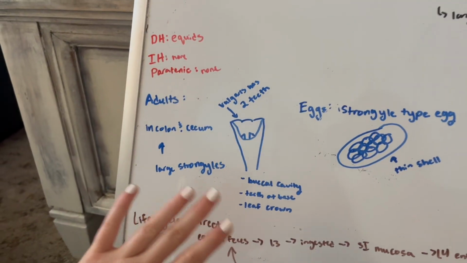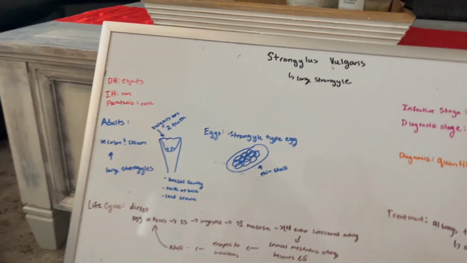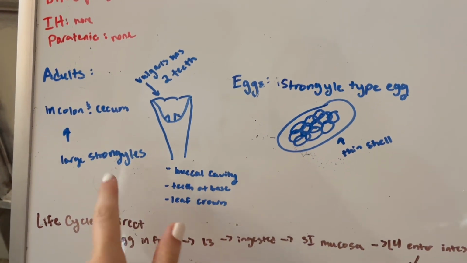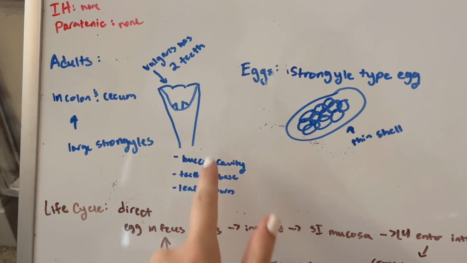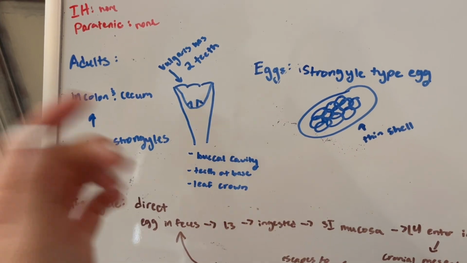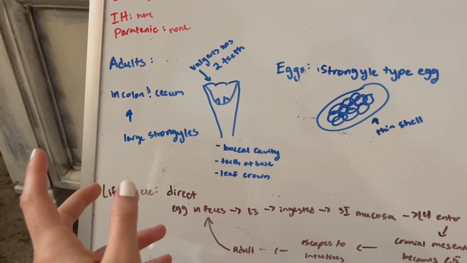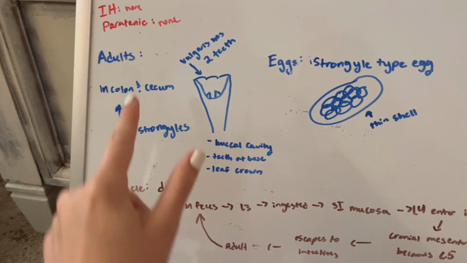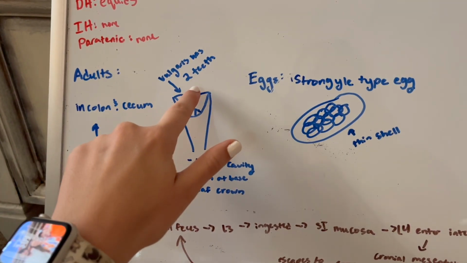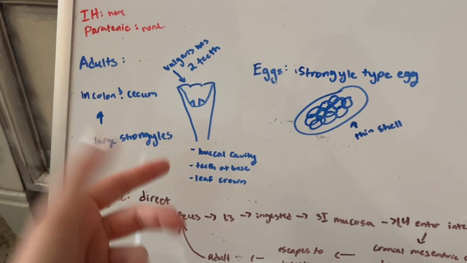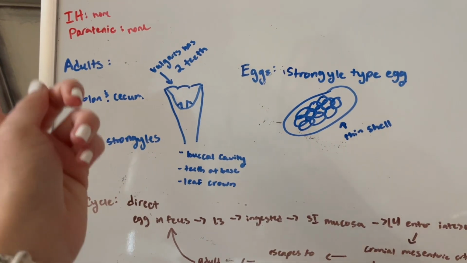So the adults of all large strongyles are going to be found in the colon and the cecum, and the adult worm is going to have a very well-defined buccal cavity. Teeth will be found at the base and a leaf crown. Now, the way to tell the difference between the 3 different large strongyles is based off of how many teeth they have. So vulgaris has 2 teeth. How I remember that is V has 2 lines. I don't know if that helps. V has 2 lines, so 2 teeth.